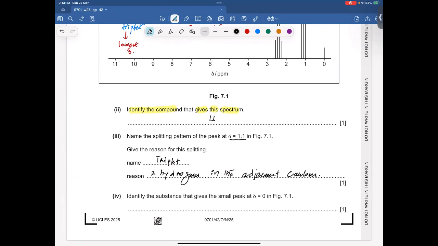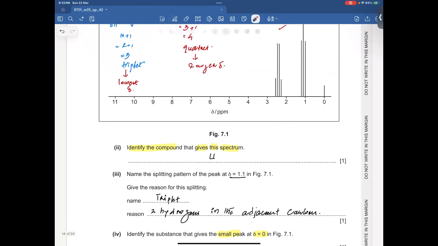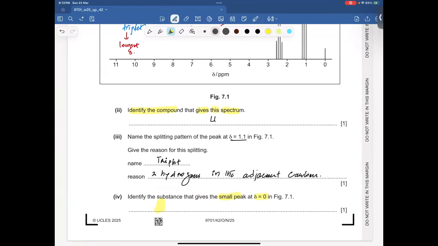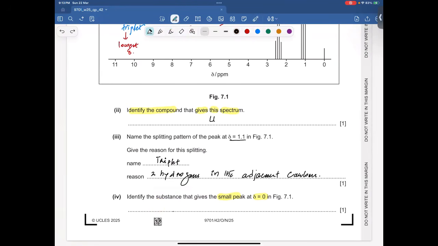Identify the substance that gives a small peak at 0 delta. By the way, this peak shows the TMS, tetramethylsilane, and that tetramethylsilane is used as an internal reference solution. Okay.